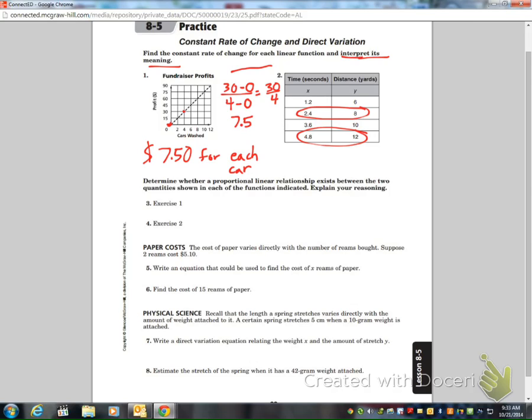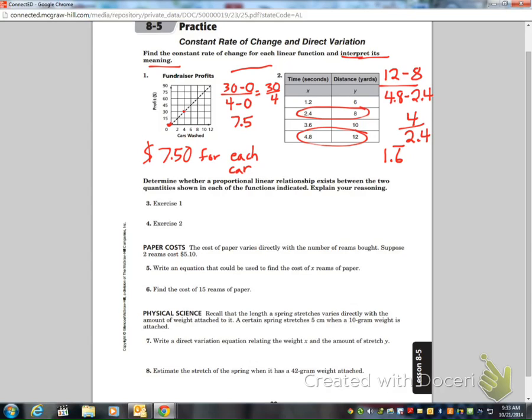So my y value is going to be 12 minus 8, right? That's the difference in the y values. And my x value is going to be 4.8 minus 2.4. So 12 minus 8 gives me 4, and 4.8 minus 2.4 gives me 2.4. And then 4 divided by 2.4 gives me 1.6 repeating, right?